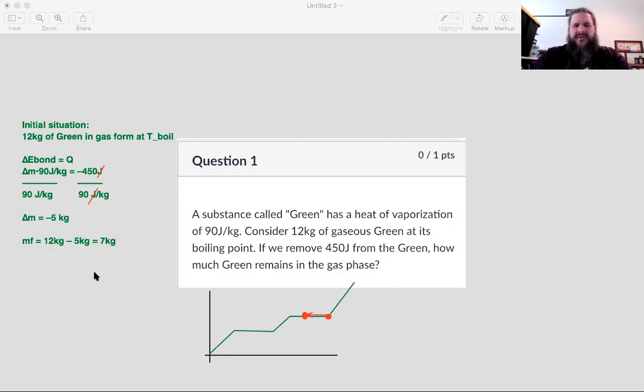And one other thing I want to mention about this one, even if you have forgotten the delta E bond equals delta M times delta H formula, it's also possible to work through this one, at least partway, just looking at the units of measurement. If you just take a look at these pieces you have, the 90 joules per kilogram and the 12 kilograms and the 450 joules, and note that we want to know how much mass is left. We know how much energy we're removing. And we should probably call that negative because we're removing it.